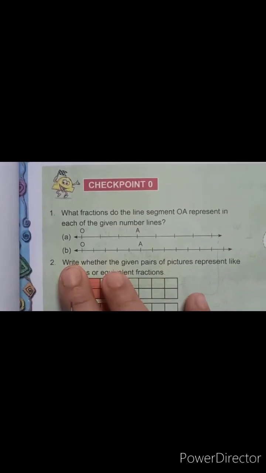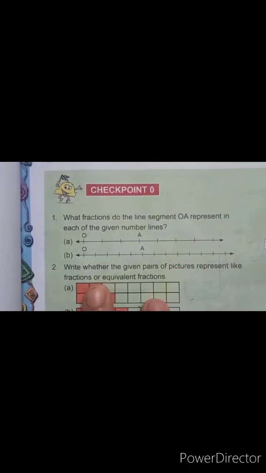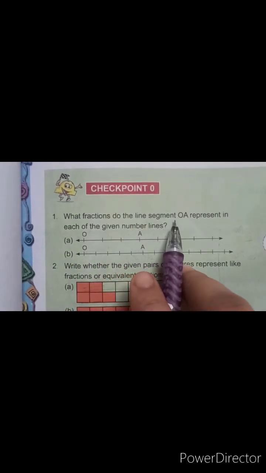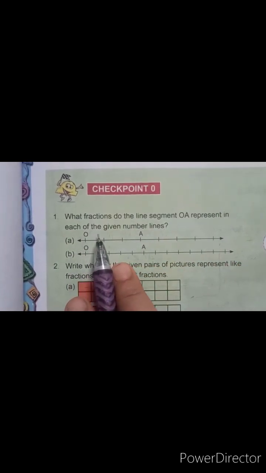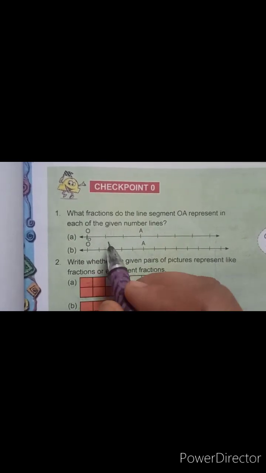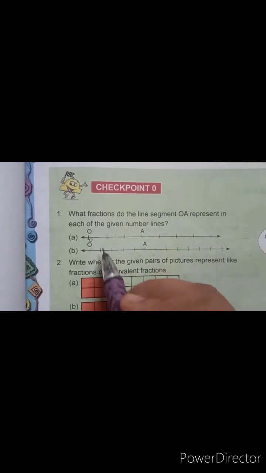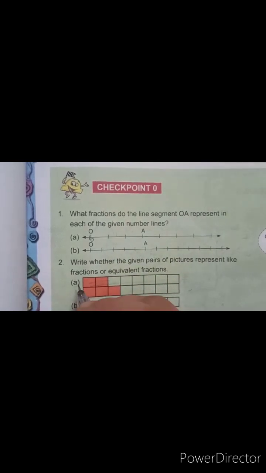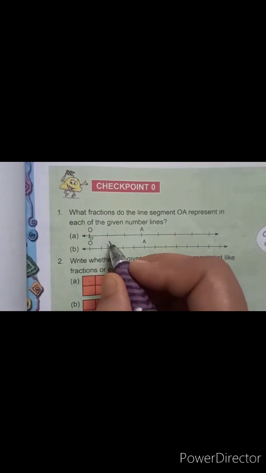Yes, bache. Now we are going to start checkpoint 0. First question. What fractions do the line segment OA represent in each of the given number lines? Check this. This is 0, or we call it OA. This is 0. And after this you count the lines. 1, 2, 3, 4, 5, 6, 7. Then 7 will be your denominator.